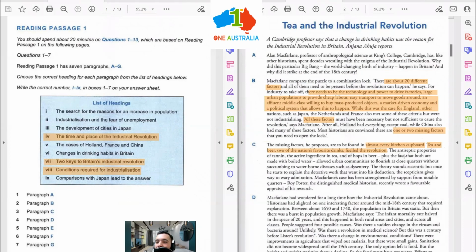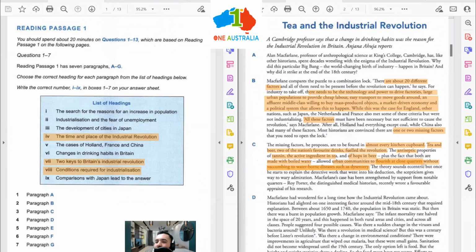Let's read ahead. The antiseptic properties of tannin, the active ingredient in tea. So they are saying there was something known as tannin in tea, which had antiseptic properties, and of hops in beer. And in beer as well, there was something called hops, which had antiseptic properties. Plus the fact that both are made with boiled water, that both of these products we are preparing using boiled water, allowed urban communities to flourish at close quarters without succumbing to waterborne diseases such as dysentery. Flourish at close quarters means they were able to live in congested spaces very near to each other. Without succumbing means without falling prey to waterborne diseases, diseases which were emanating from water, such as what? Such as dysentery. Dysentery means loose motions.